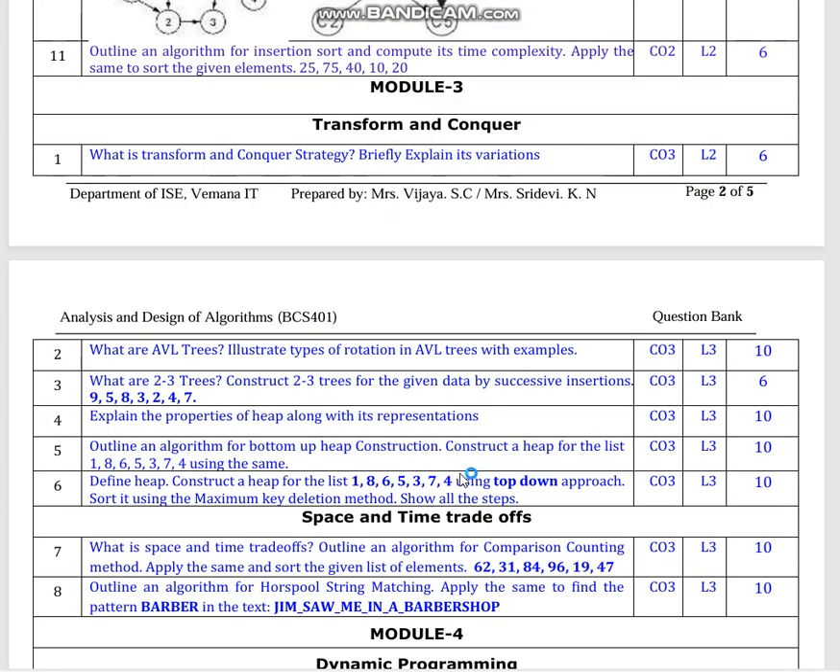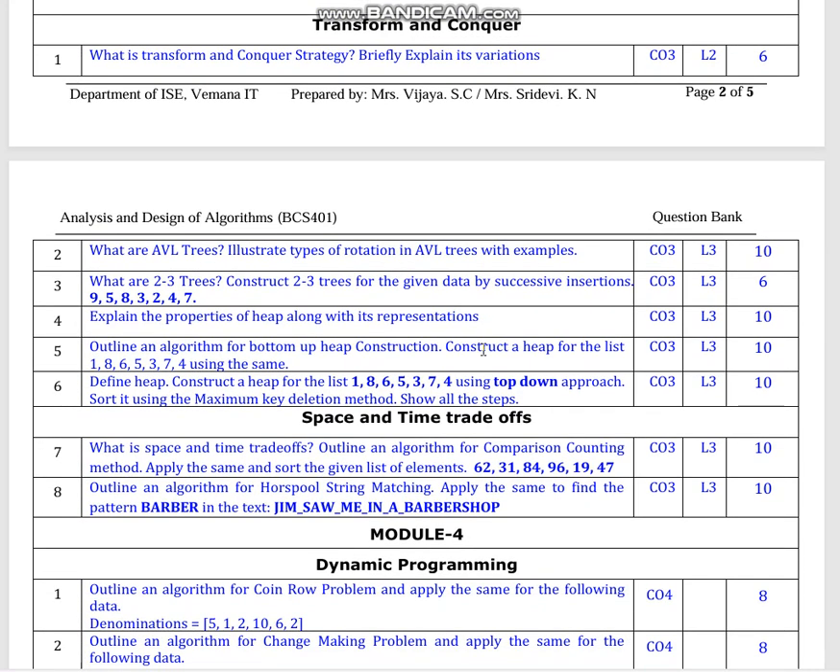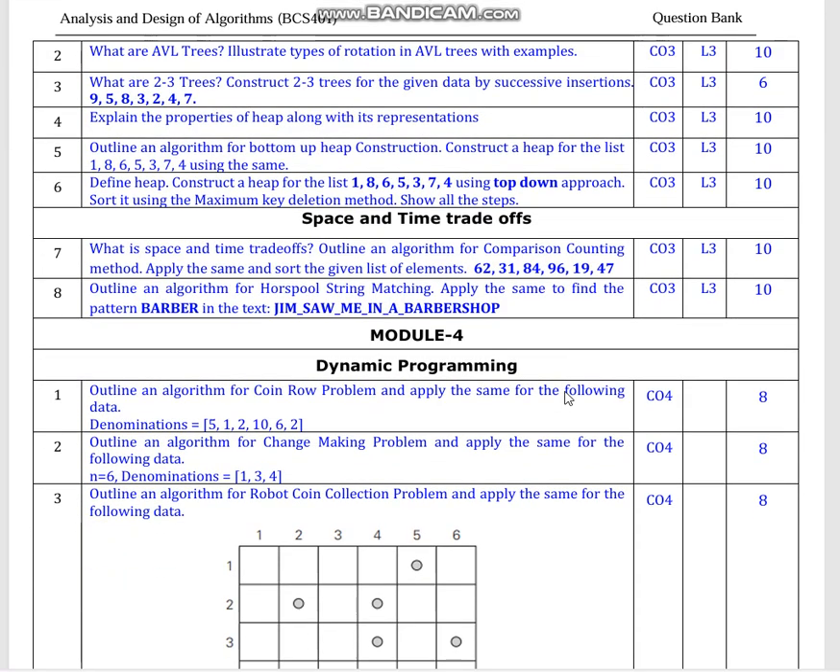And third module: what is the transform and conquer strategy? Briefly explain its variations. What are AVL trees, 2-3 trees, and outline the algorithm for bottom-up heap construction and how to construct a heap. So this is one of the important questions, construction of a heap. And these two are important questions, this question is repeatedly asked in the exam.